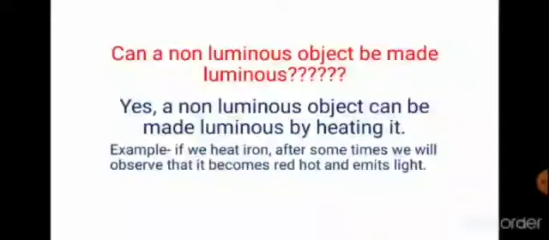If we take an iron wire, iron rod, or anything made up of iron, we heat it on gas flame for about 2 to 3 minutes. After 2 minutes, you will observe that the iron wire will become red hot and start emitting light. At this moment, the temperature of iron is between 600 degrees Celsius to 800 degrees Celsius. Thus, some non-luminous objects can be converted into luminous objects by heating them to a certain temperature.